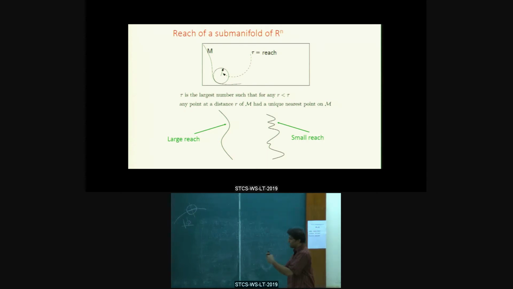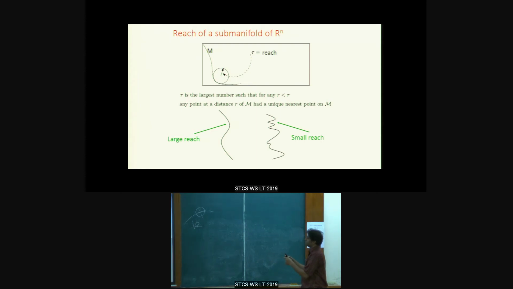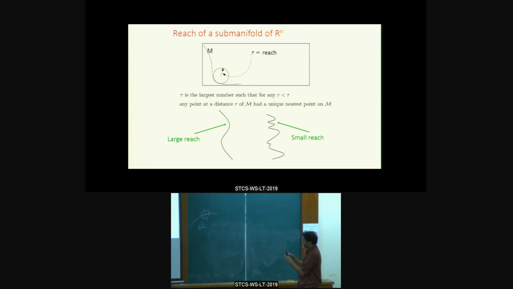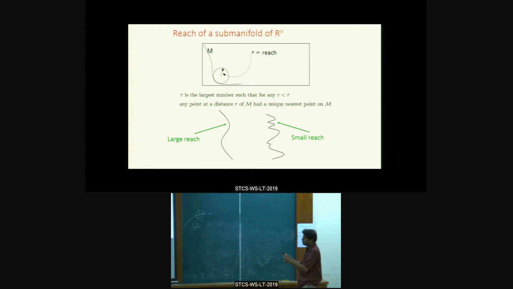So for example, if I have two parallel lines, these individually have zero curvature, but their reach is half of the distance between the two. The reason is that if I take a point that is halfway between the two lines, there are two nearest points, although these two nearest points lie on the respective lines, not on the same line.